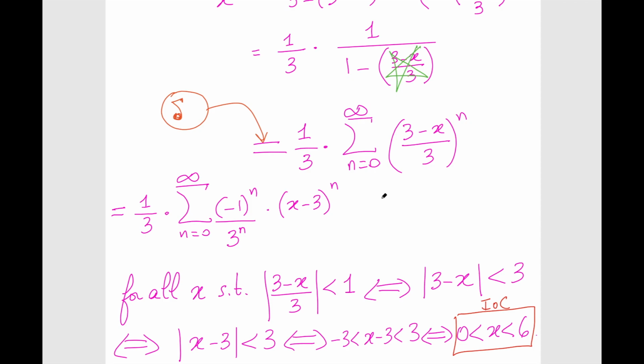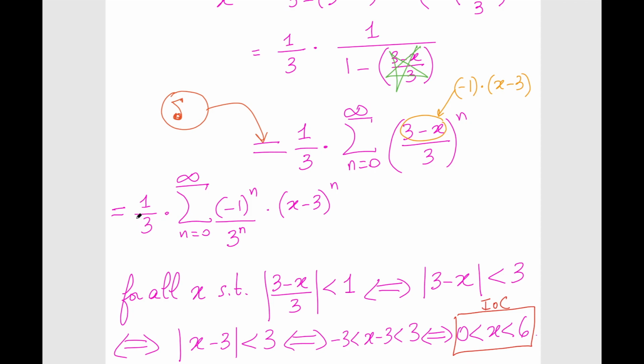Do you agree with this? So one more time, 3 minus x, that's the same as minus 1 times x minus 3, right? Because this is the same as minus 1 times x, so minus x. Minus 1 times minus 3 is plus 3. So these are the same. And now raise it to power n. You get minus 1 to power n, it's right there. X minus 3 to power n, right here. Divide by 3 to power n. There, right? Okay.